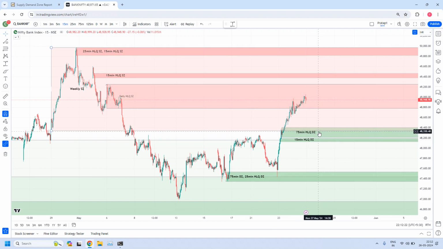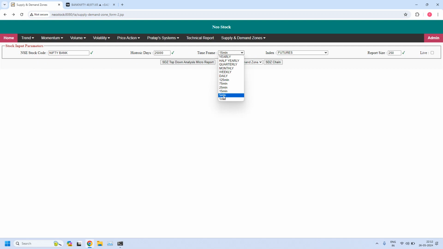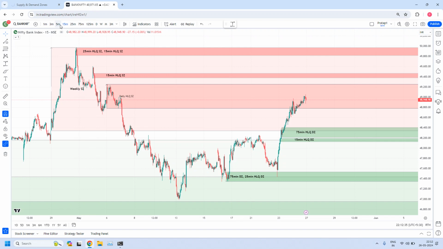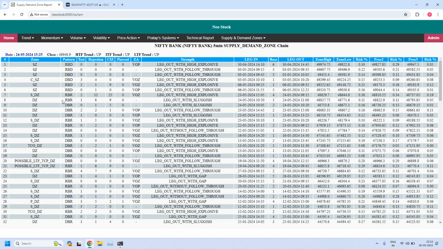Now let's look into the final time frame, the 5 minutes time frame. I'm going back, changing the time frame to 5 minutes, and generating the supply demand zone chain. In the chart also I'm changing the time frame to 5 minutes. Okay, now the zones are generated. We have one high liquidity supply zone, already tested 3 times. And we also have one high liquidity demand zone, immediately available, tested 2 times, with 12 rejections from this zone.